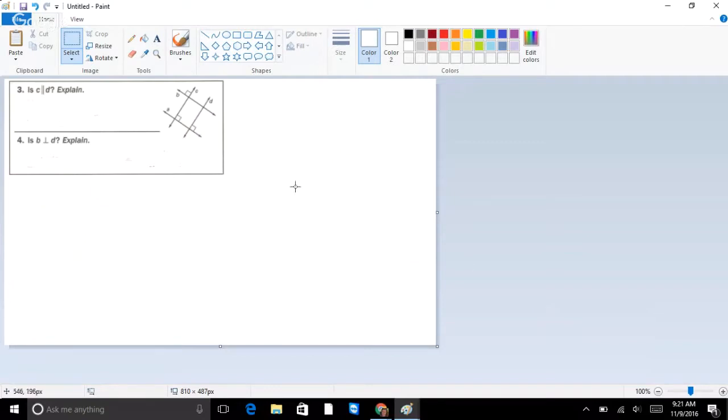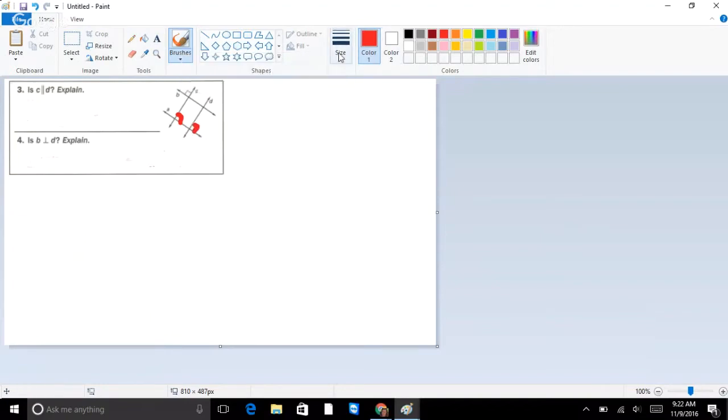Here's another diagram that shows some lines. None of them are shown as parallel, but we have some perpendicular angles, right? So the first question is, is C parallel to D? This one is actually a pretty easy one because it's pretty much the definition of theorem 3.12, okay? Because C is perpendicular to A. So see right here, C is perpendicular to A. Let me turn my brush on. C is perpendicular to A, and D is perpendicular to A.